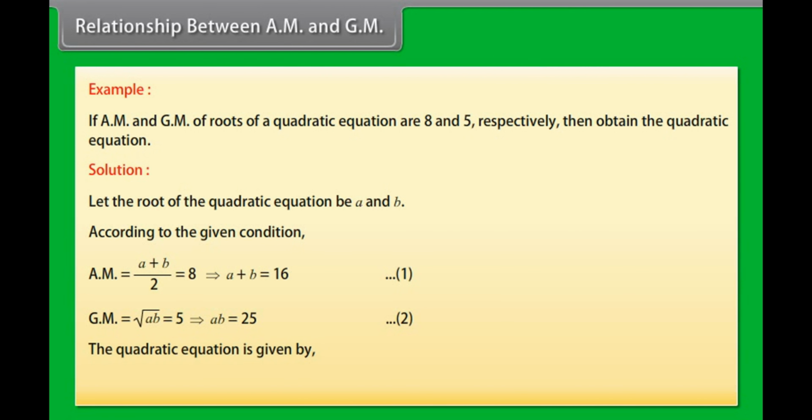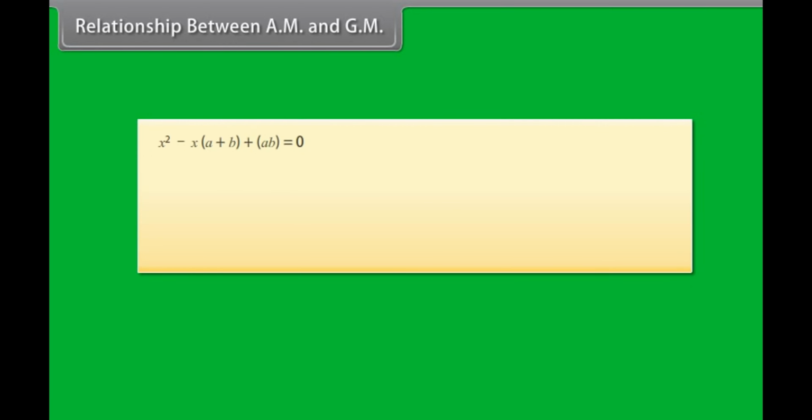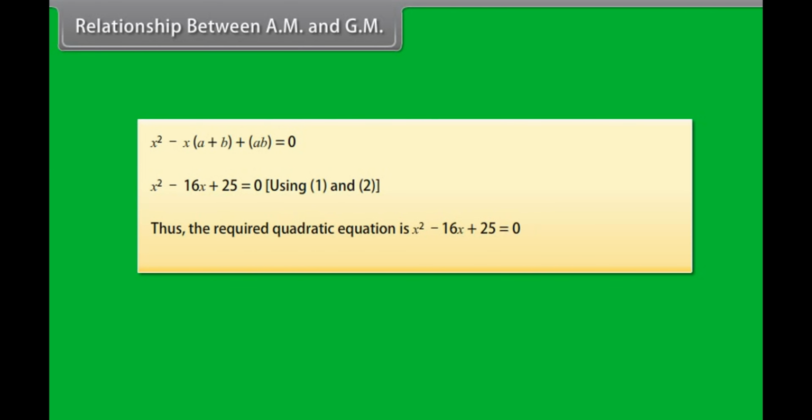The quadratic equation is given by x square minus x into sum of roots plus product of roots is equal to 0. That is, x square minus x into a plus b plus ab is equal to 0. So x square minus 16x plus 25 is equal to 0, using equations 1 and 2. Thus, the required quadratic equation is x square minus 16x plus 25 is equal to 0.